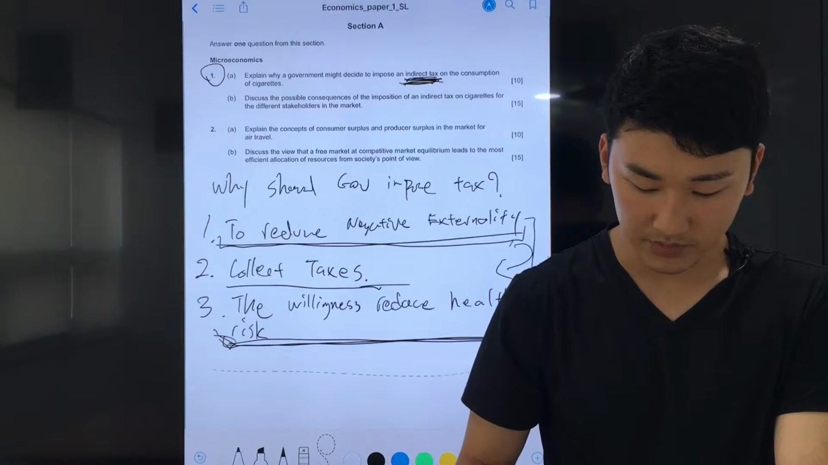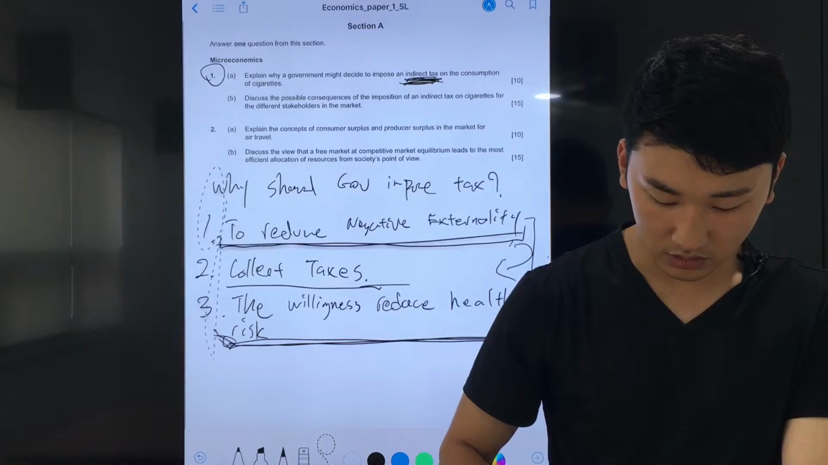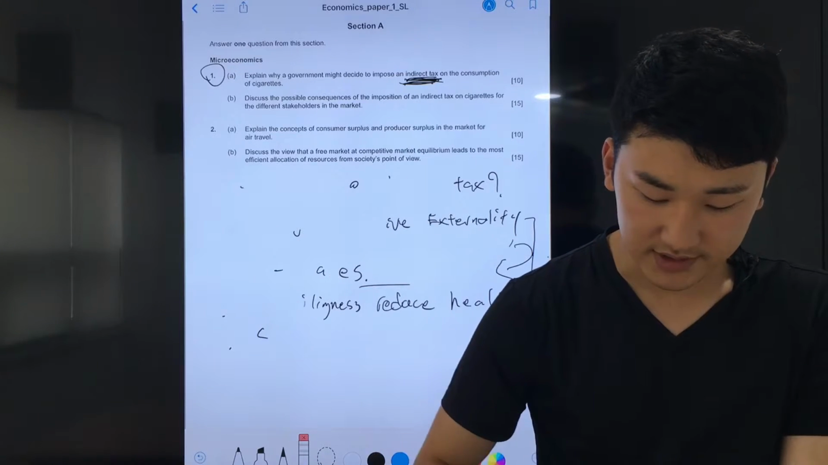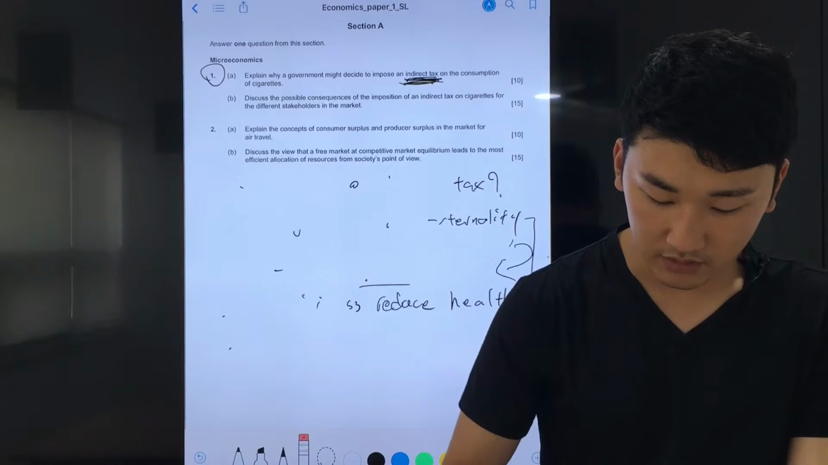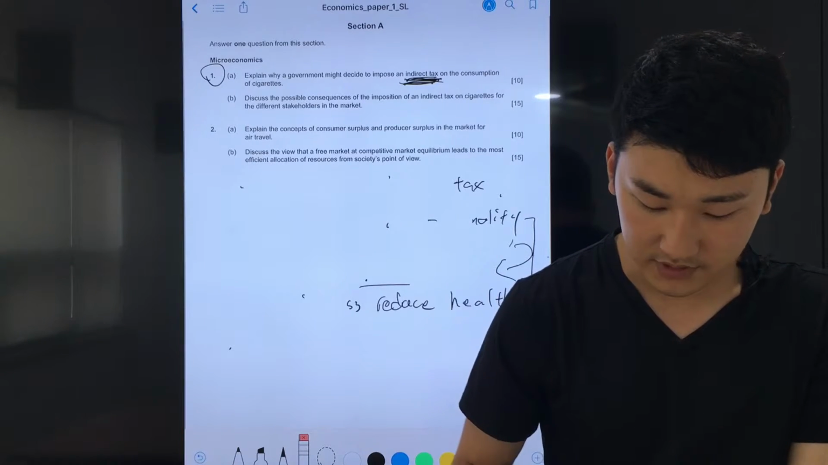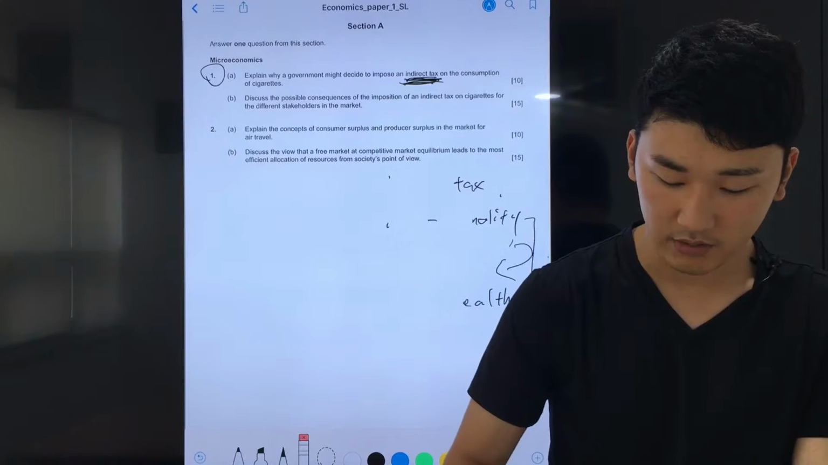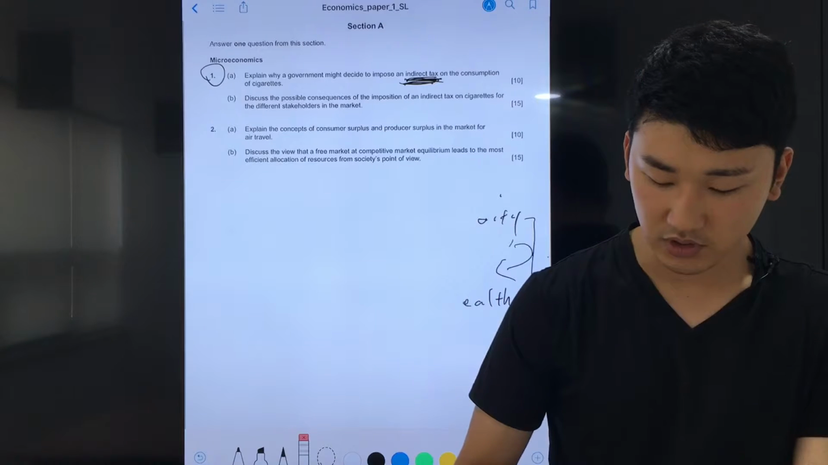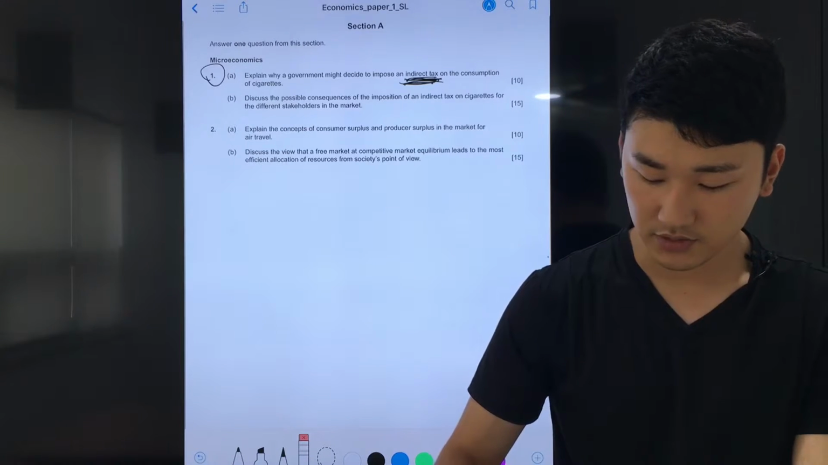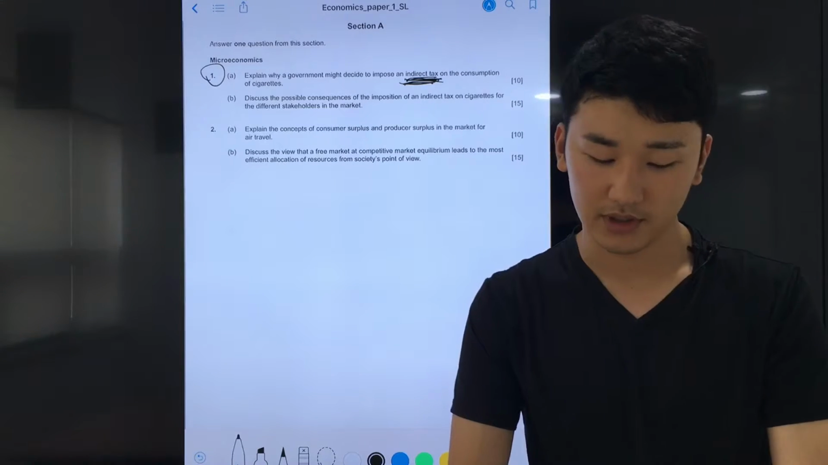And we're going to look at part B here, which is also not difficult at all, right? As you can see, let's read this question together. Discuss the possible consequences of the imposition of an indirect tax on cigarettes for the different stakeholders in the market. So this is a build-up question to part A, right? So every question that you see on paper 1, part A, part B, they're heavily linked together. So if you answer question A in a solid manner, part B should be a piece of cake.